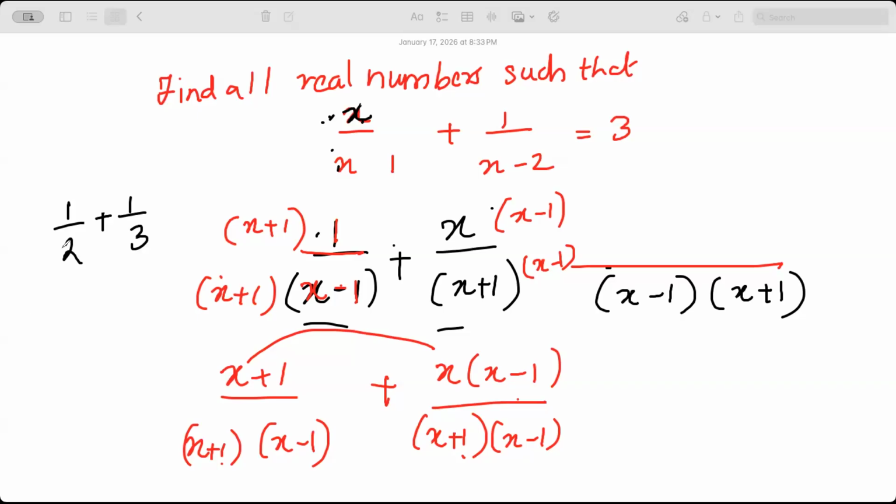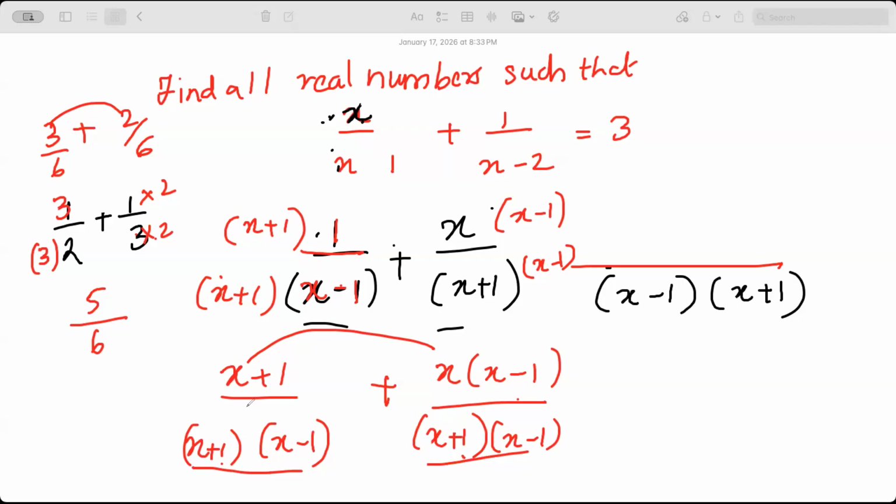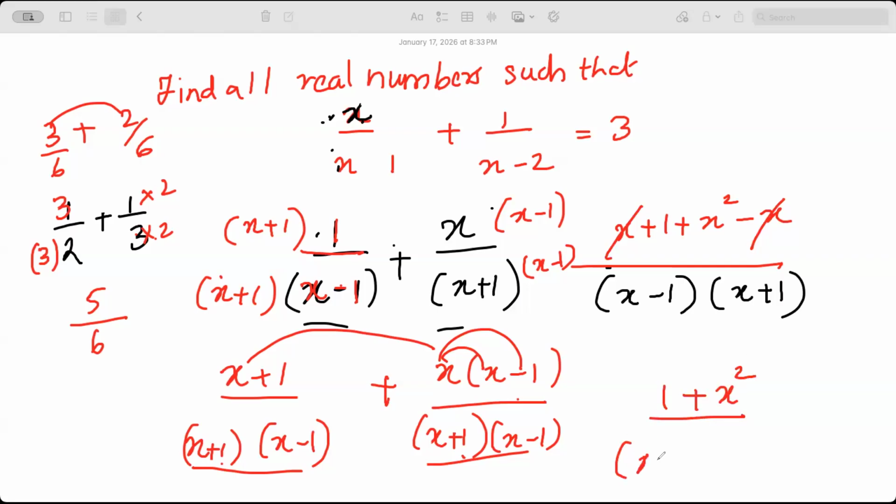See, if you write 6 as your common denominator, what do you do? You multiply by 3 in this fraction, so you write it as 3 by 6. This fraction, you multiply by 2 and write it as 2 by 6. Then you add the numerators and write 5 by 6, right? Same thing I can do here. I have got the common denominator. Now I'll combine this: x plus 1 plus x squared minus x. I distribute this. Now this will get cancelled. So the simplified expression is 1 plus x squared by x minus 1 times x plus 1. Any questions?